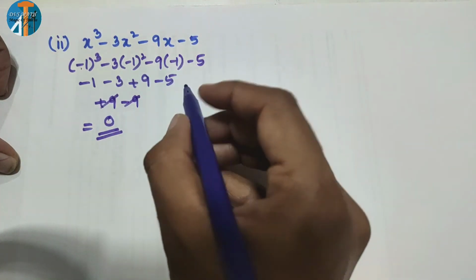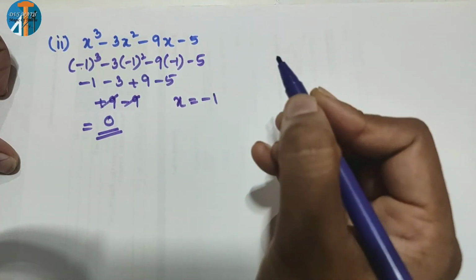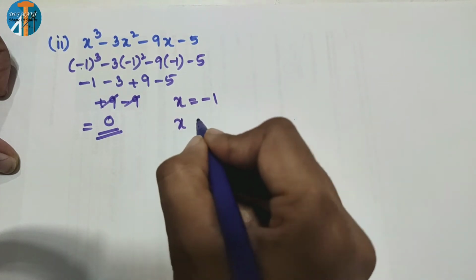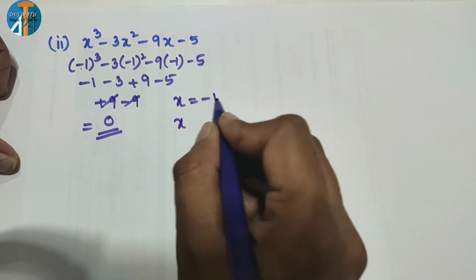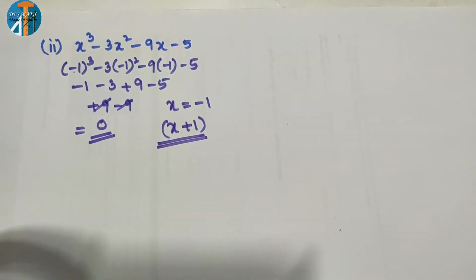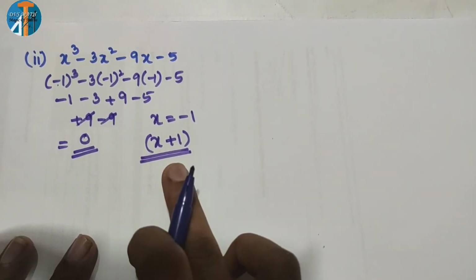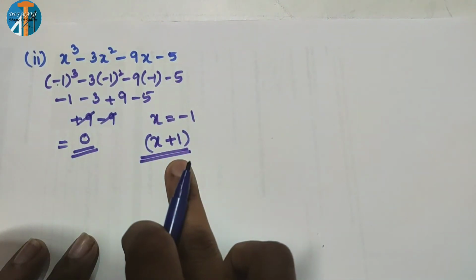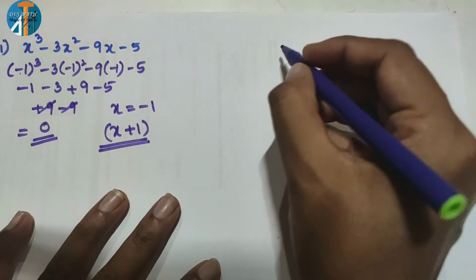So which value are we substituting? x is equal to minus 1, right? What happens to the factor now? What is the factor? If you are taking x is equal to minus 1, the factor becomes x plus 1, so this is the factor. So now what do we have to do? We have to divide the whole polynomial by x plus 1. Observe, it is very simple.